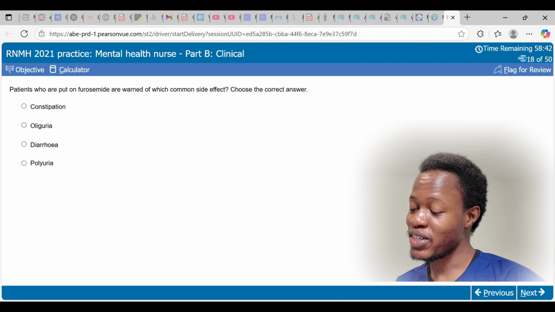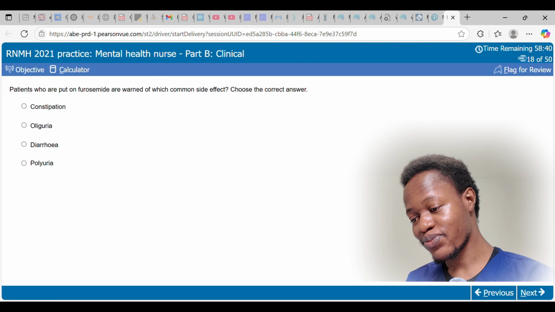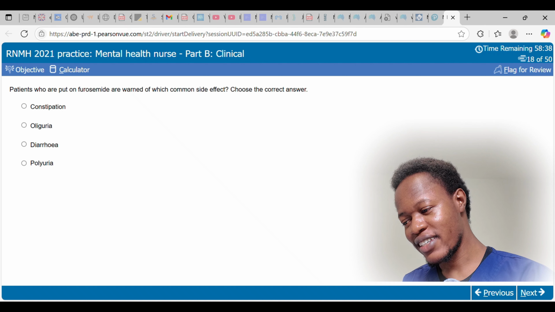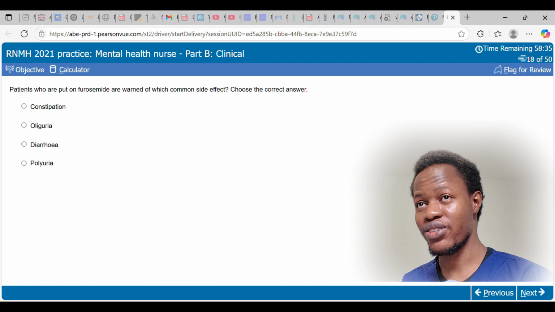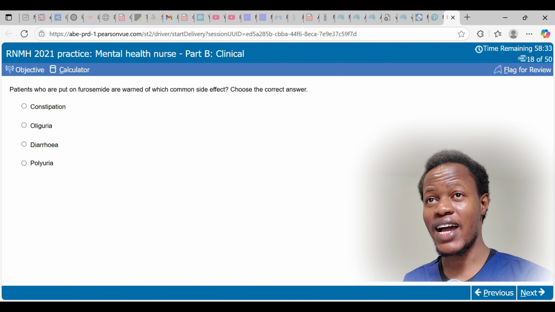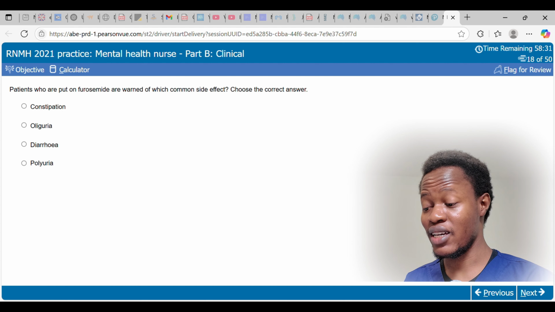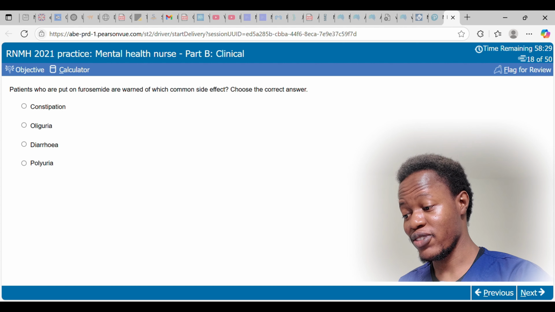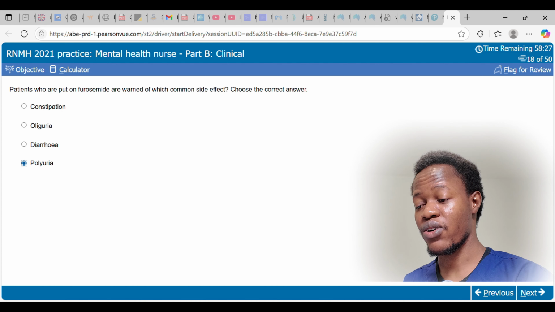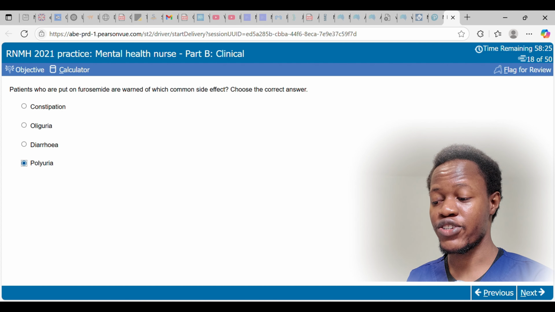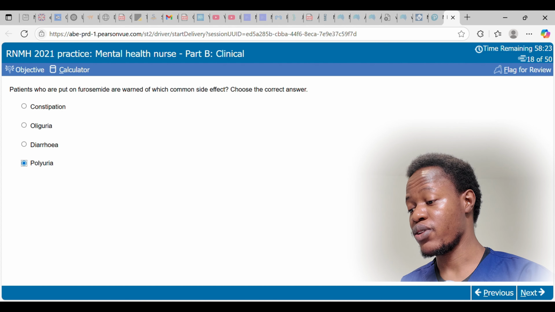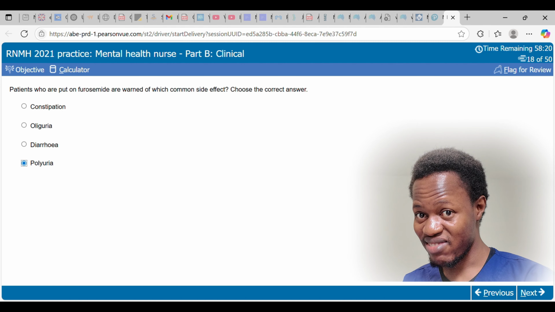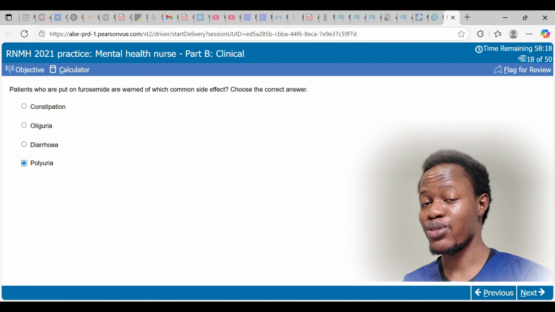Anyway, so we have option A, which is constipation. Furosemide causes frequent urination. So I think our answer here should be polyuria, which is our option D, not diarrhea, not oliguria, not constipation. And I hope we both know what all this means. Constipation, difficult stooling, oliguria, scanty urine, diarrhea.